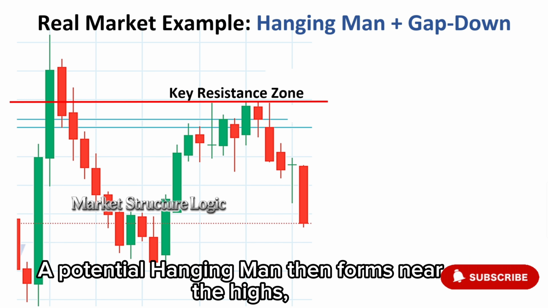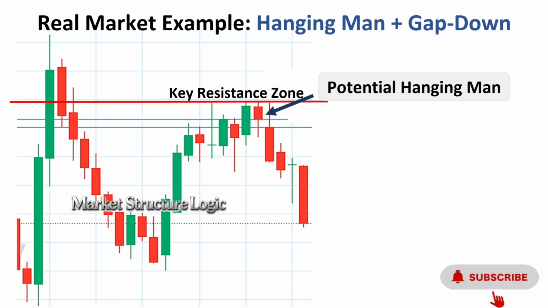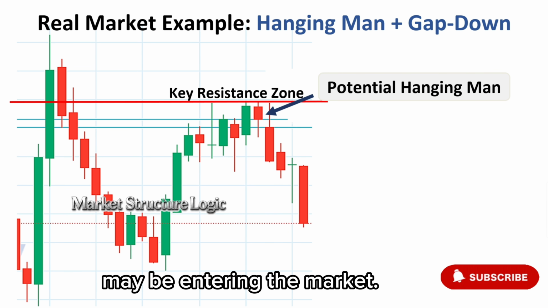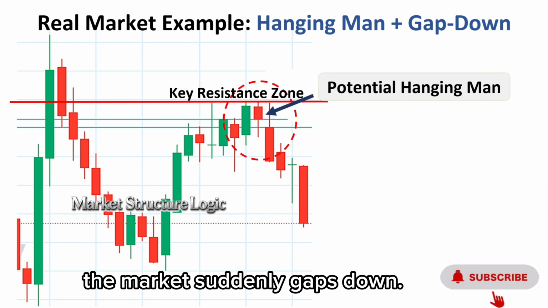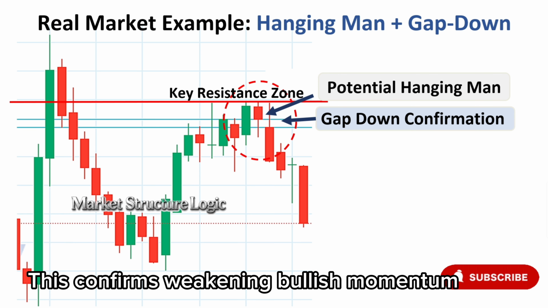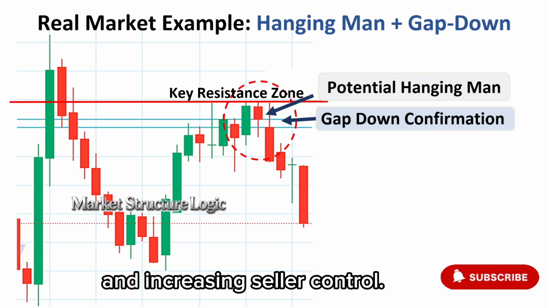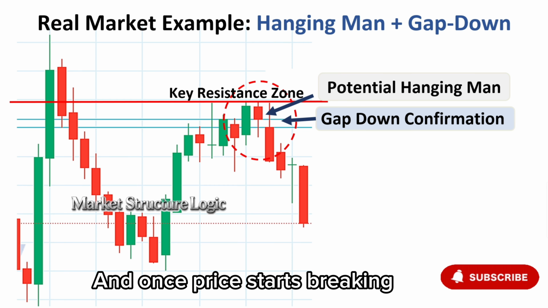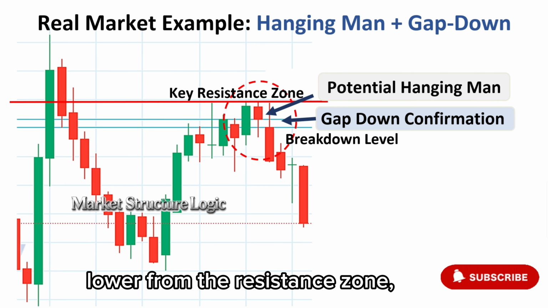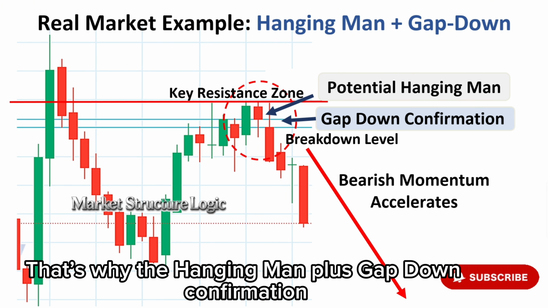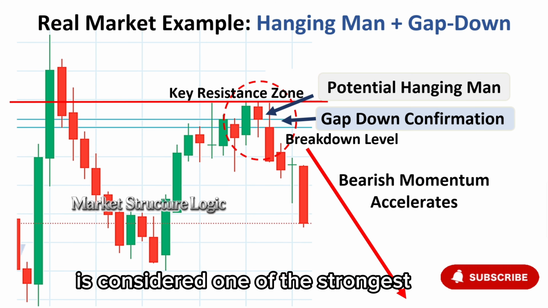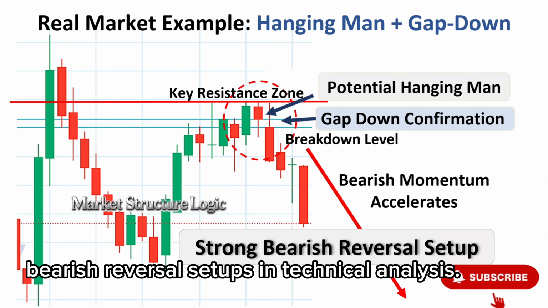A potential hanging man then forms near the highs, warning us that selling pressure may be entering the market. But instead of continuing higher, the market suddenly gaps down. This confirms weakening bullish momentum and increasing seller control. And once price starts breaking lower from the resistance zone, bearish momentum begins accelerating. That's why the hanging man plus gap down confirmation is considered one of the strongest bearish reversal setups in technical analysis.